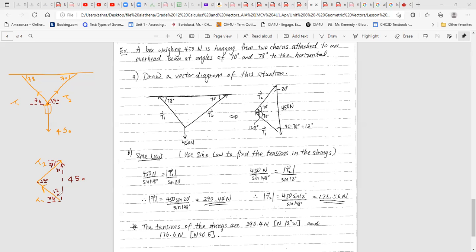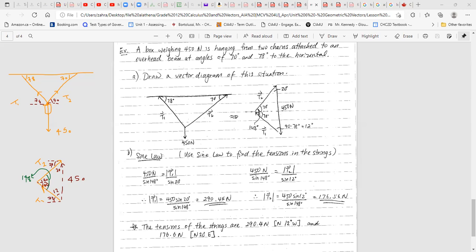So I have two angles, so I can find the third one, right? Again, this is 70, and by Z pattern this is 78 here. I have the total angle here, which is 148. The triangle is known. I have one side. I can use the sine law to find T1 and T2.